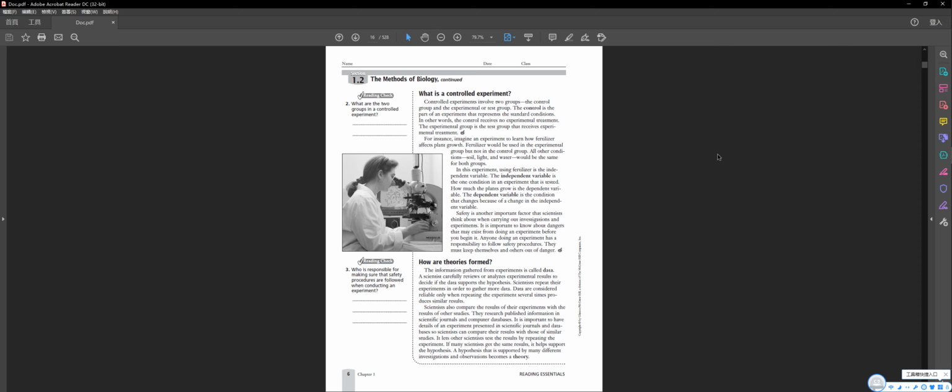Scientists also compare the results of their experiments with the results of other studies. They research published information in scientific journals and computer databases. It is important to have details of an experiment present in the scientific journals and databases, so scientists can compare their results with those of similar studies.